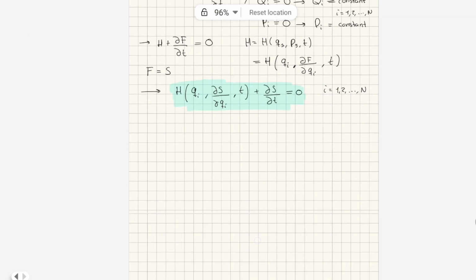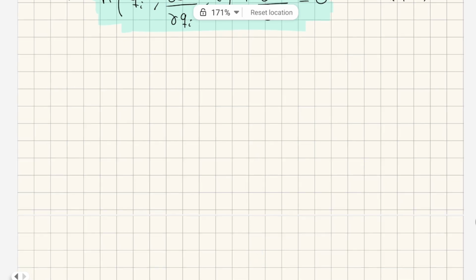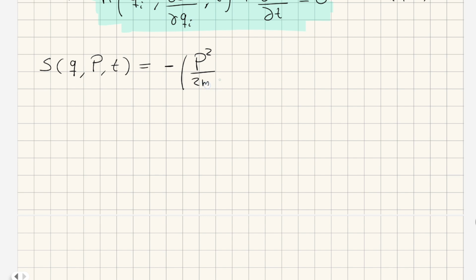Okay, so what we are going to do now is to establish that the function S, which is a function of q, P, and t, will be defined as minus P squared divided by 2m plus m omega squared divided by 2 q squared, multiplied by the tangent of omega t divided by omega, plus P q secant of omega t.